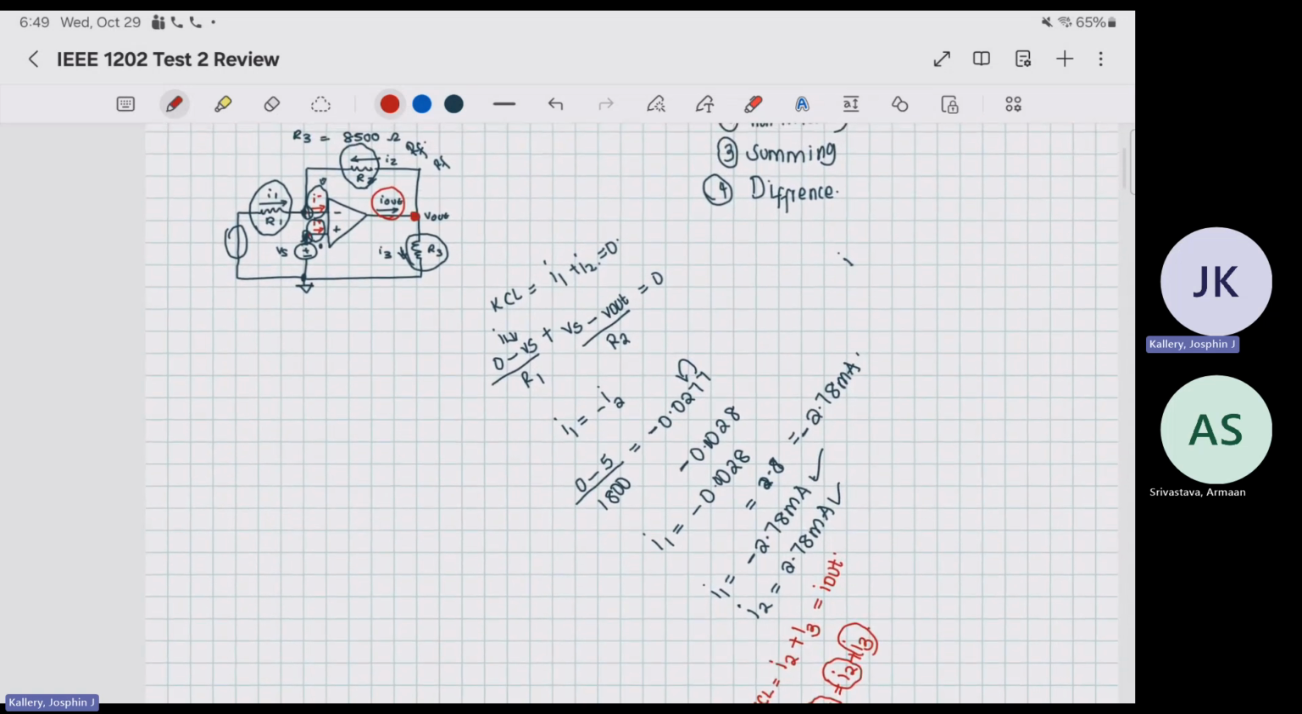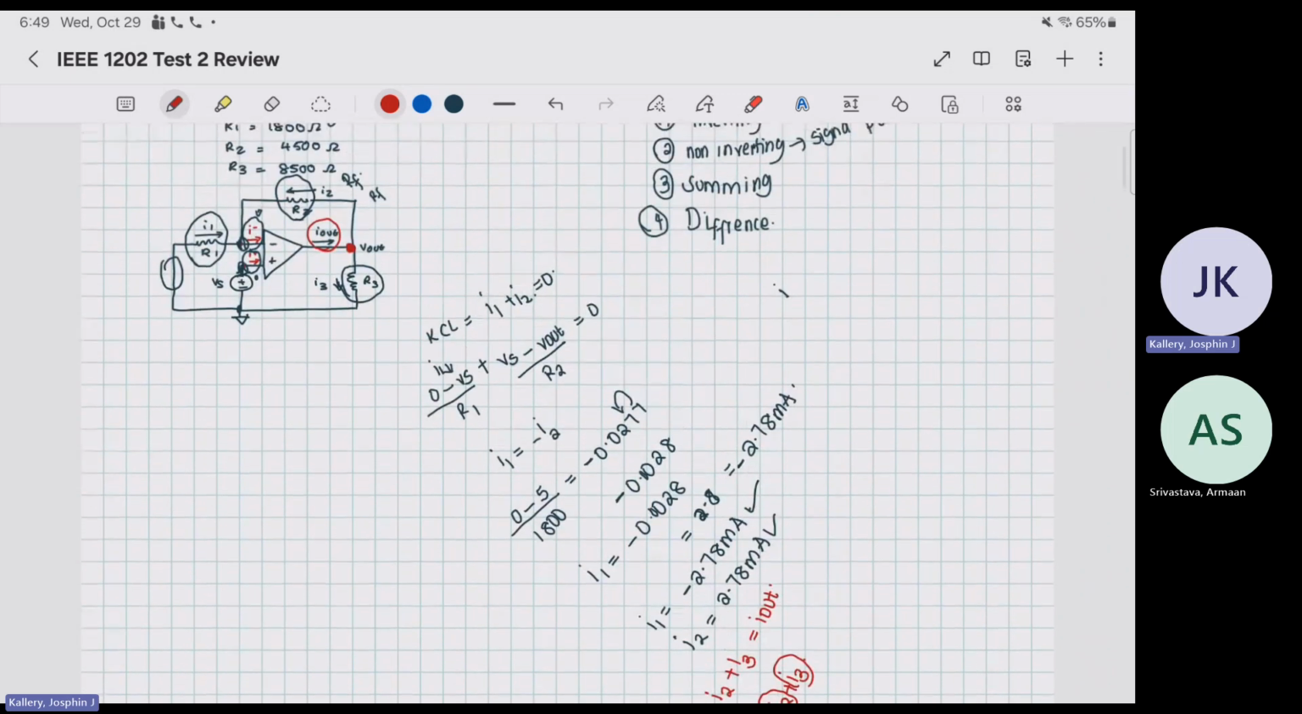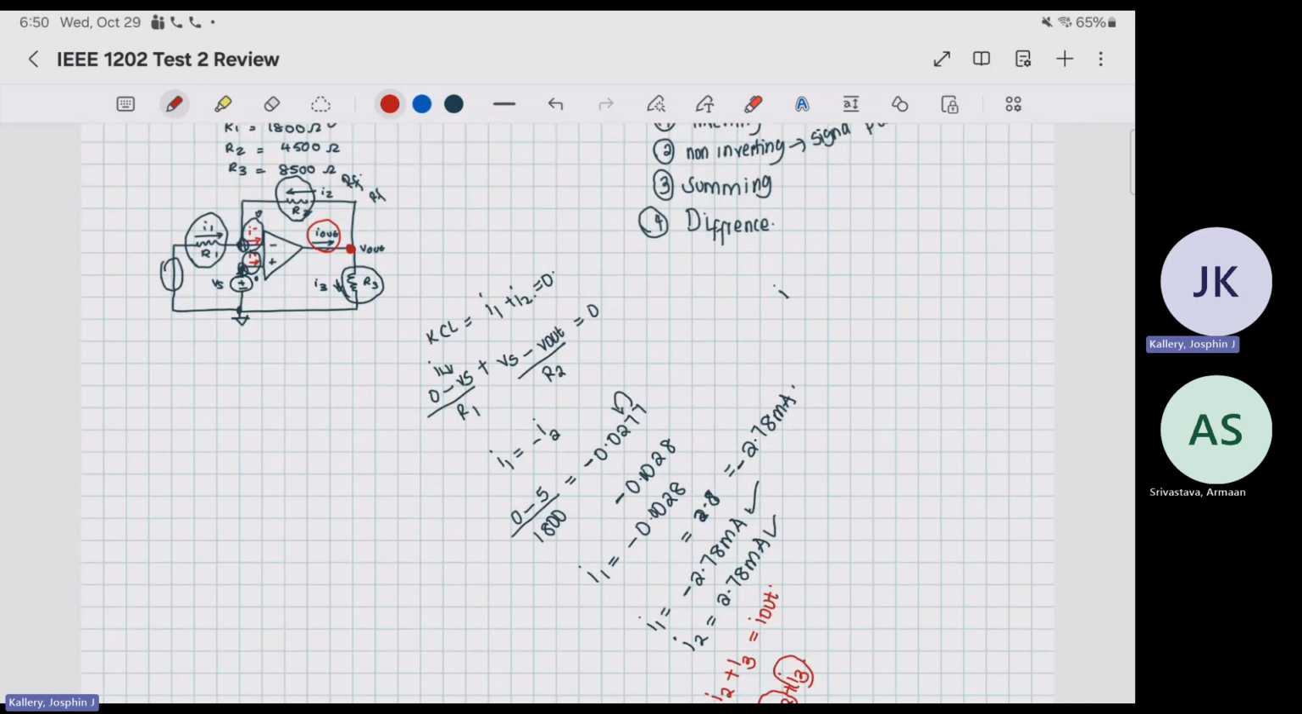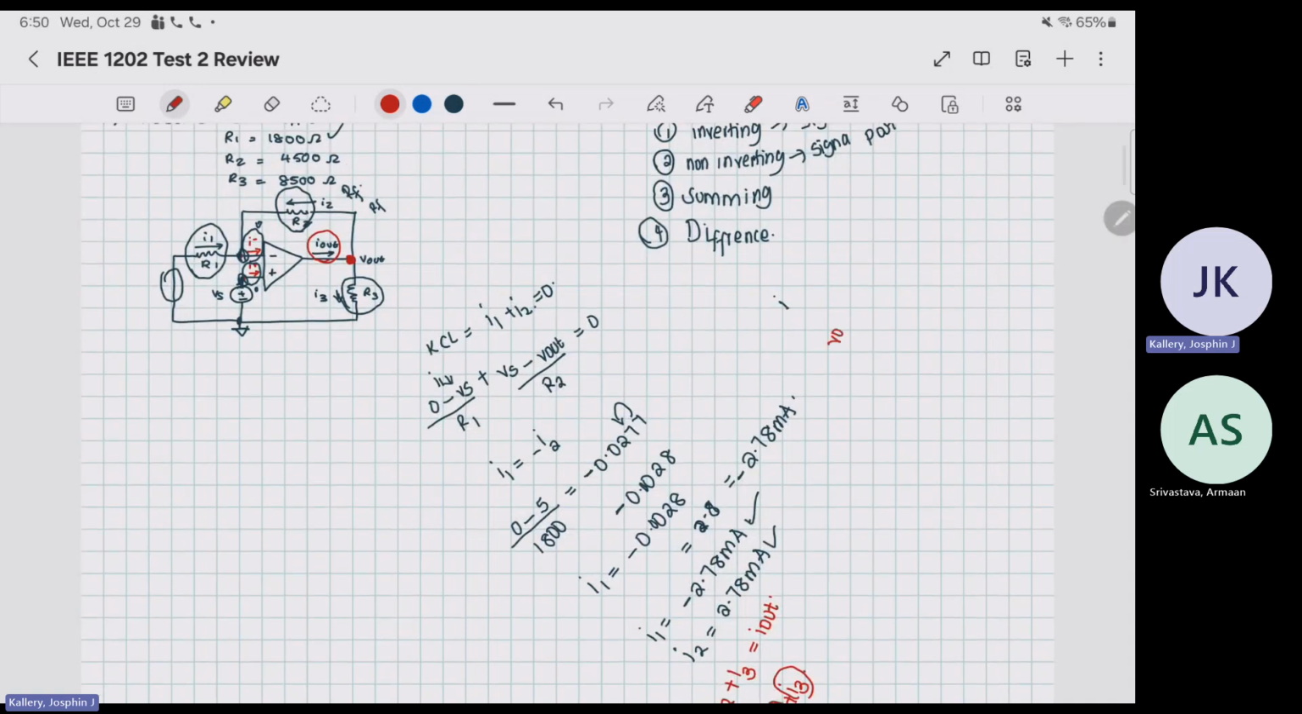Before that, we can also get the V out, because when we get the V out, it's going to be easier for us. Since this is a non-inverting amplifier, V out is equal to 1 plus RF over R1 times V in. That is just an equation that is already derived for you. So this is just an equation for a non-inverting amplifier.